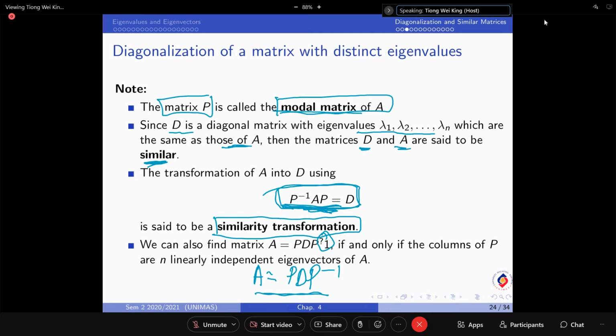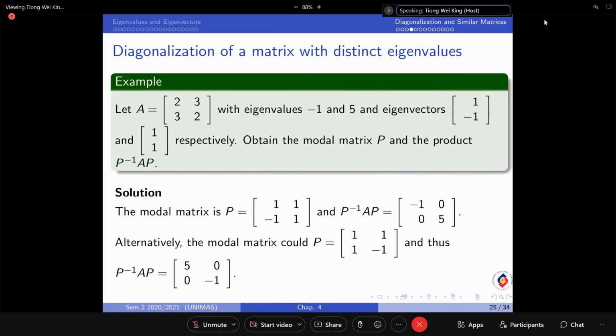Okay. Now example here. Let A be this matrix with eigenvalues -1 and 5, and the eigenvectors are this and this. Obtain the model matrix P and the product this. Now this is actually the D, the diagonal matrix.